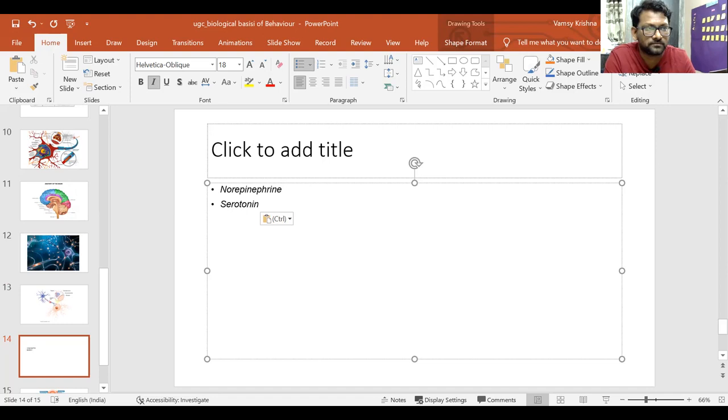Next one is GABA. So we have one more neurotransmitter called GABA. What does GABA do?